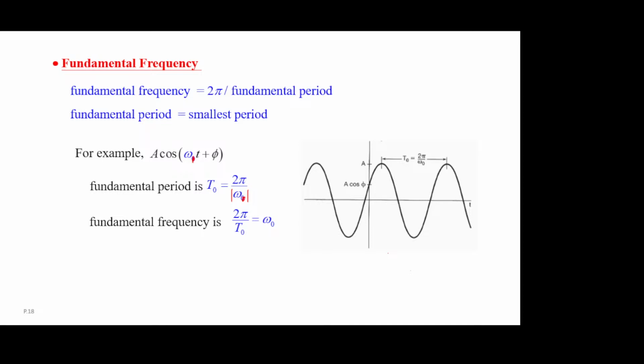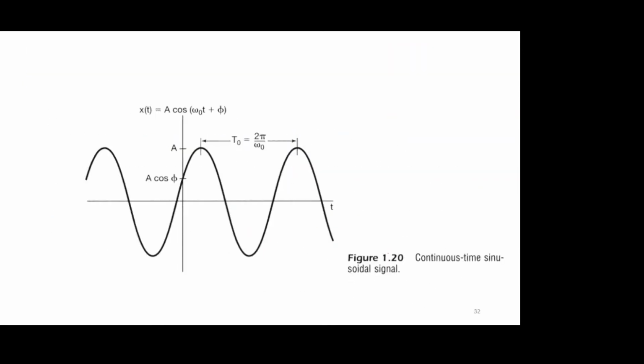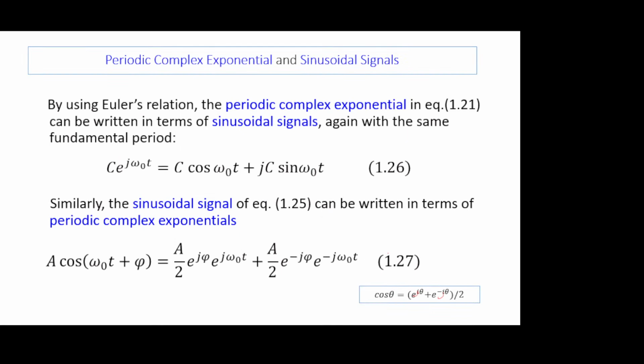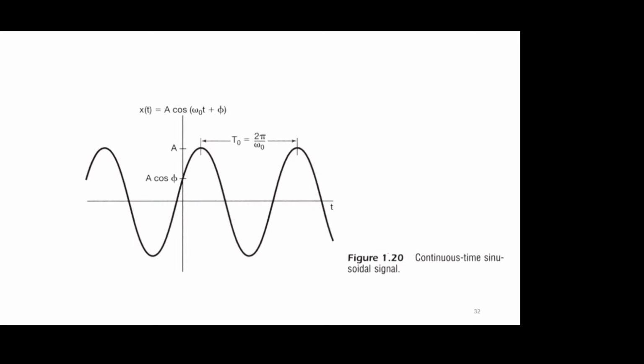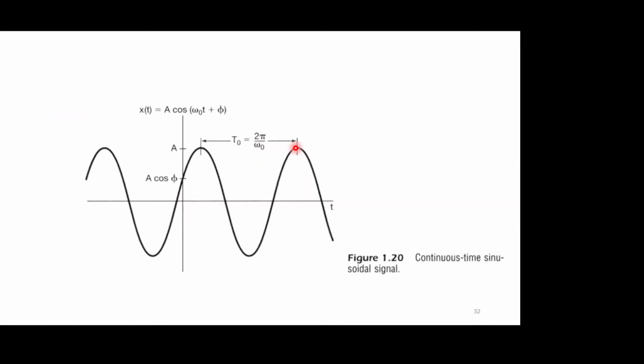Anyway, okay, I think it's time to start. Okay, let's get back to our sinusoidal signal. So look at this sinusoidal signal: x of t equals A cosine of omega naught t plus phi, or A sine of omega naught t plus phi.